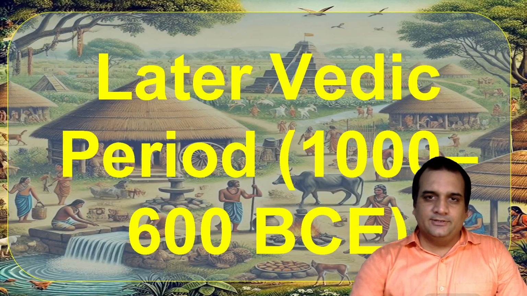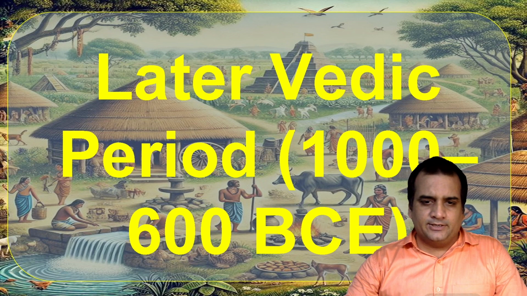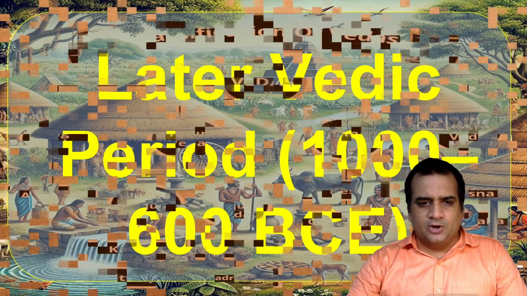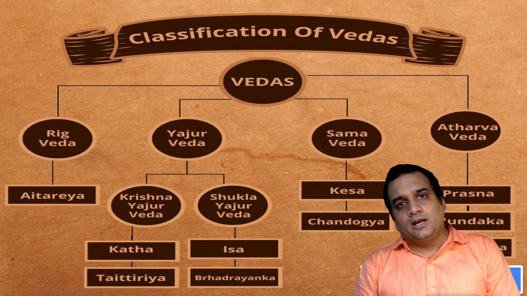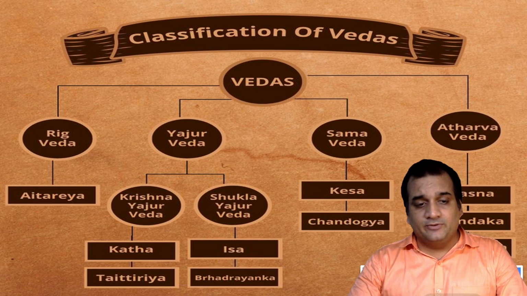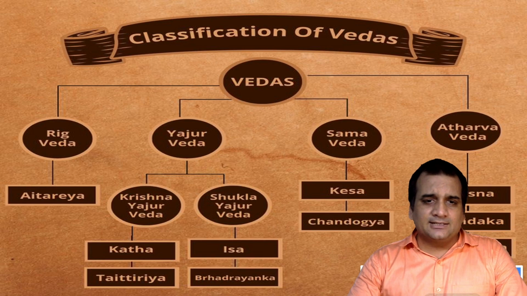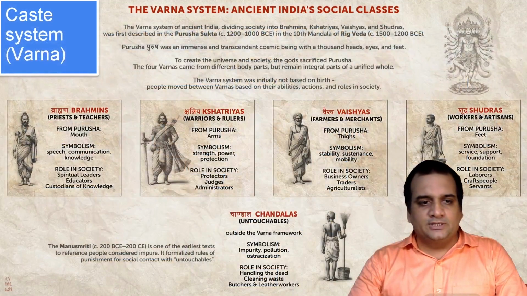Hardworking aspirants, and today we are going to study about the later Vedic period. In the last video we studied about the early Vedic period, and today we'll be seeing the era 1000 before common era to 600 before common era. We'll be seeing the classification of Vedas. Along with the Vedas, we'll also be seeing the Varna system.